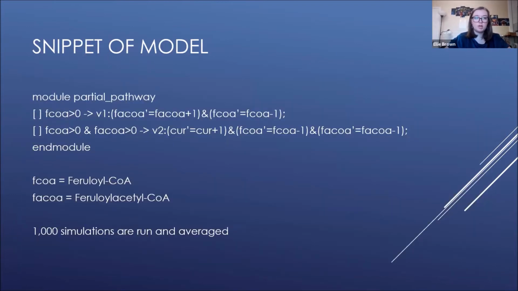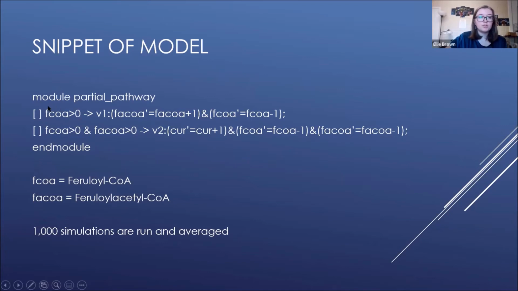Here's the snippet of the model. So this is just 2 equations that we've taken from the model. The model is many equations to show each reaction. FCOA is ferulyl-CoA, FACOA is ferulyl-acetyl-CoA. So this is the reaction using DCS, and this is the reaction using CURS.